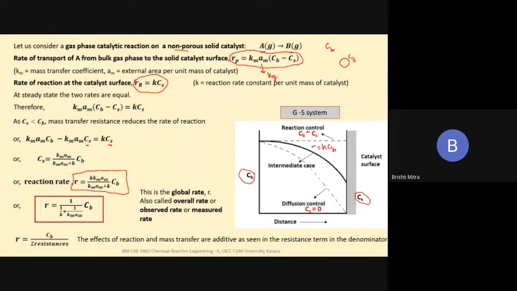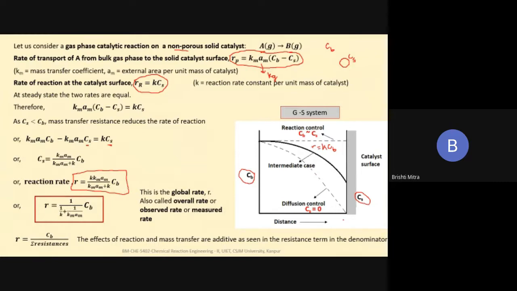That means the rate is entirely governed by the reaction. And that is why, in this case, it is called the reaction controlled rate. Next comes the situation where we have a diffusion control. What do I mean by that?